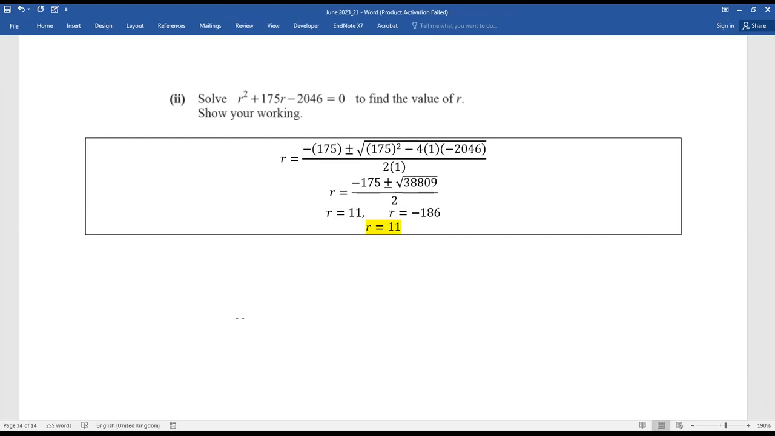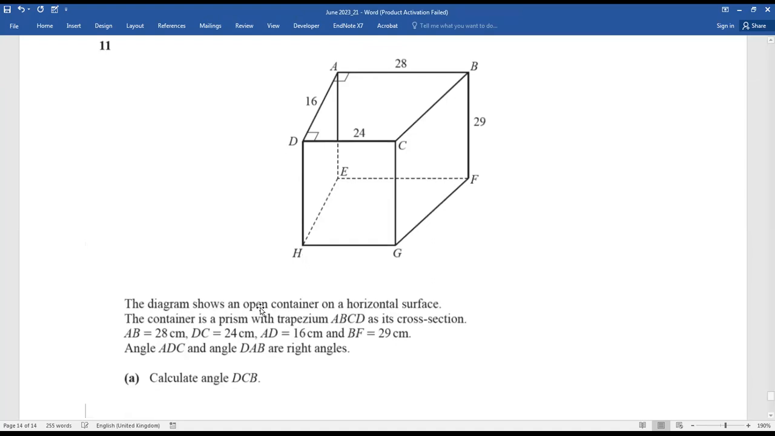Moving on to question 11. The diagram shows an open container on a horizontal surface. It is a trapezium prism. The top and the bottom surfaces are the same. Calculate angle DCB. DCB. This is the angle that I need to calculate.